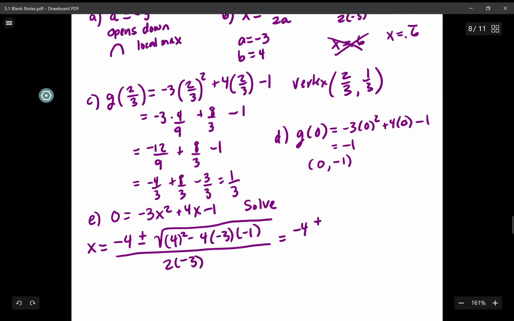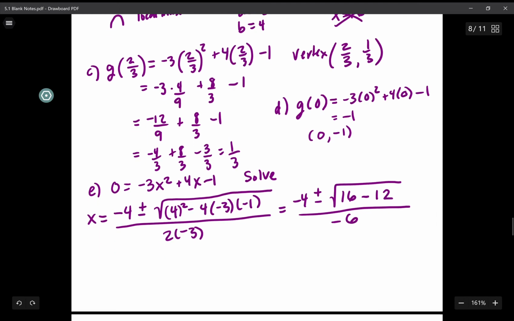Minus 4 plus or minus the square root, and 16 is 4 squared, minus 4 times -3 is -12. -12 times -1 is +12, all over -6. Minus 4 plus or minus the square root of 4 over -6 equals -4 plus or minus 2 over -6.